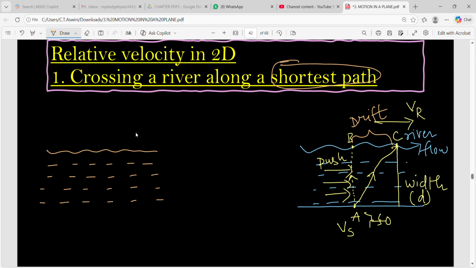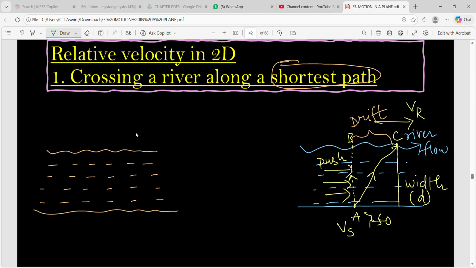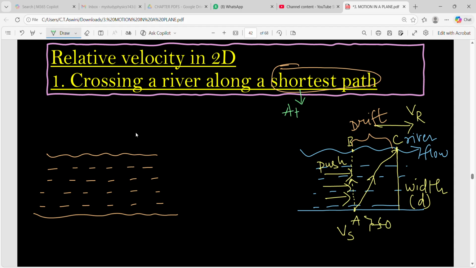Now, there is a swimmer who knows this relative velocity in 2D very well. The swimmer is very intelligent now. He knows this idea. If I try to swim in AB, river will push me and I will be reaching point C instead of point B. He has this clarity. Okay. And what is the shortest path here, beta? A to B is the shortest path. If we swim from A to B, then it means that we are crossing the river along the shortest path. But that was not possible. How can we make it possible?